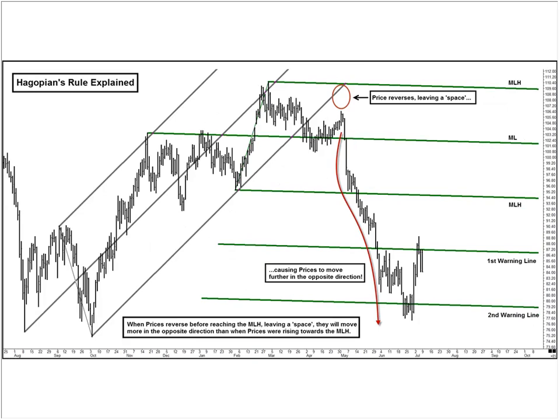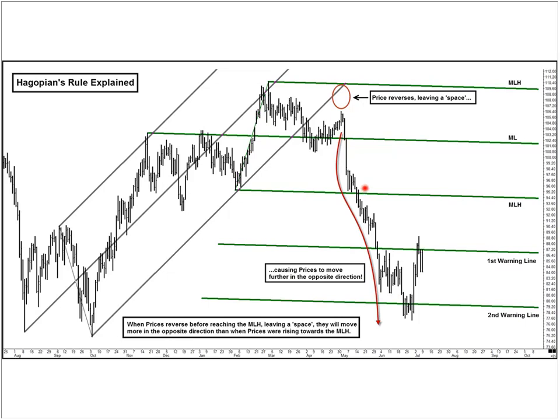Let's see what we get out of this. Look at price sprint to the downside off of this failure. Price reverses, leaving a space, which causes price to move further in the opposite direction. This is Hagopian's rule. Not only did we get through the median line, we got through the lower parallel.